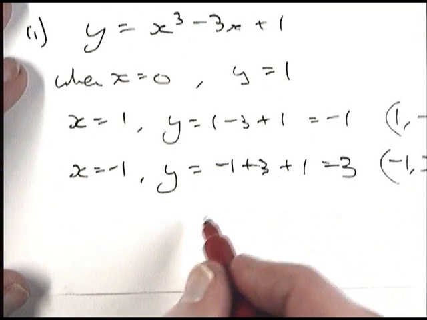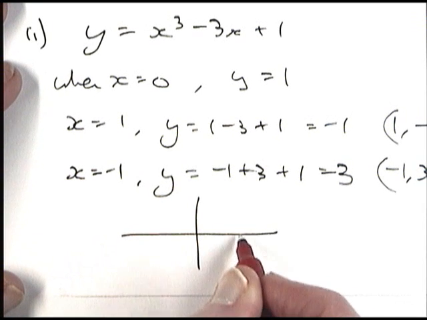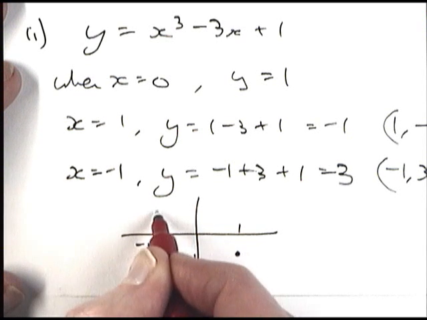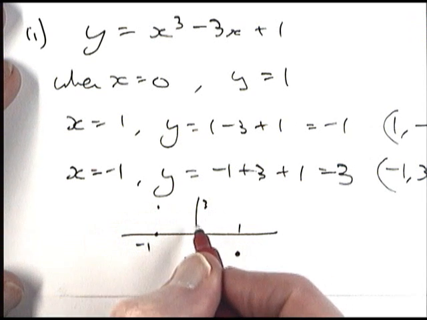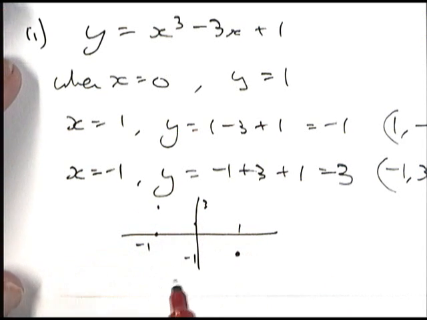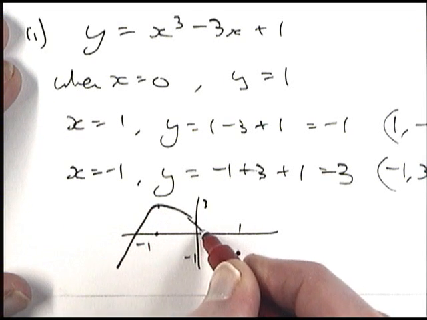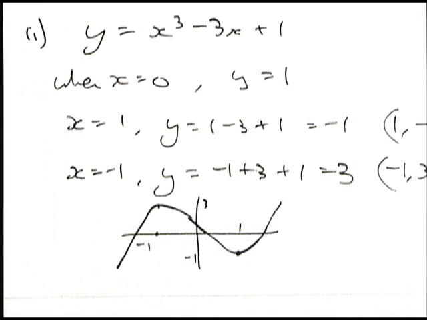That should now be enough to sketch the curve. We have a minimum at 1, minus 1. We have a maximum at minus 1, 3. And we know it goes through the y-axis at 0, 1. So this curve, we can say, goes up here, has a maximum there, crosses the y-axis there, and has a minimum there, and will again return back up. Okay, so that is how you can sketch that curve.